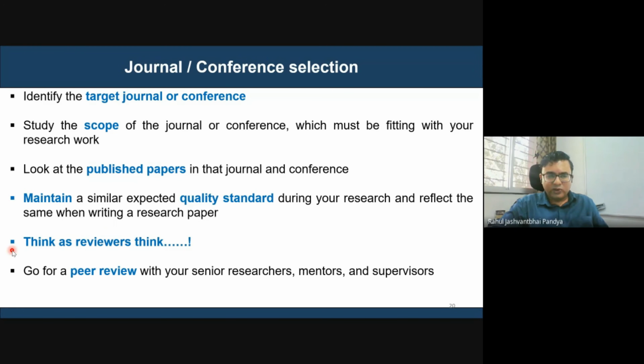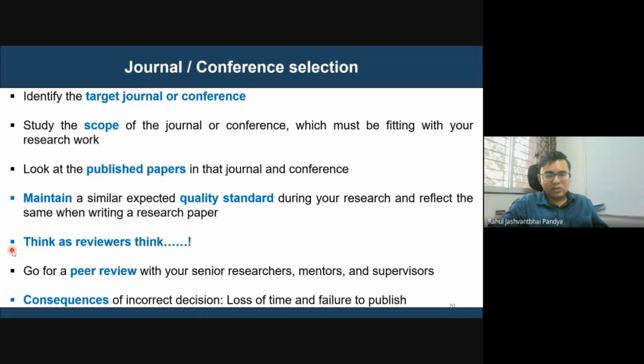So always go for a peer review with your senior researchers, mentors, supervisors, collaborators. That's always a good idea, because we can give them the script and ask them what they think about it. Is it looking inferior? Are there any suggestions to overcome that? So those kinds of things we have to do.